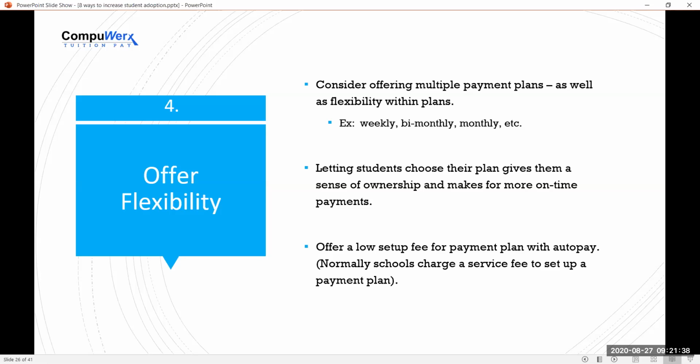Normally, schools charge a service fee to set up a payment plan.